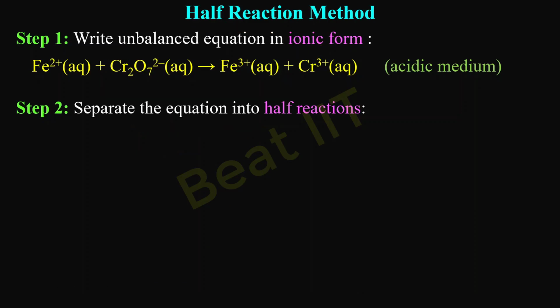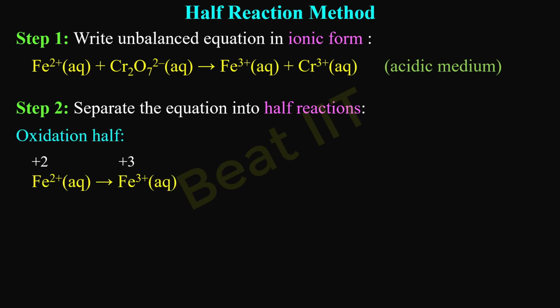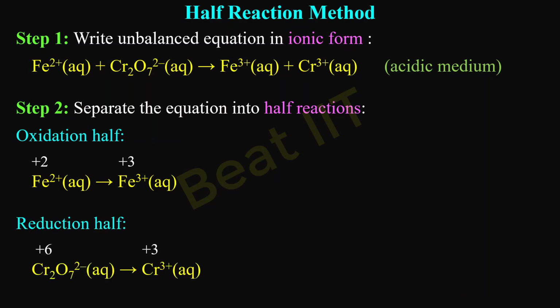So you will separate the whole equation into 2 half reactions. The first one oxidation half, because the oxidation state is increasing. This is oxidation half. The other one reduction half, because the oxidation state is decreasing. After that, the third step.